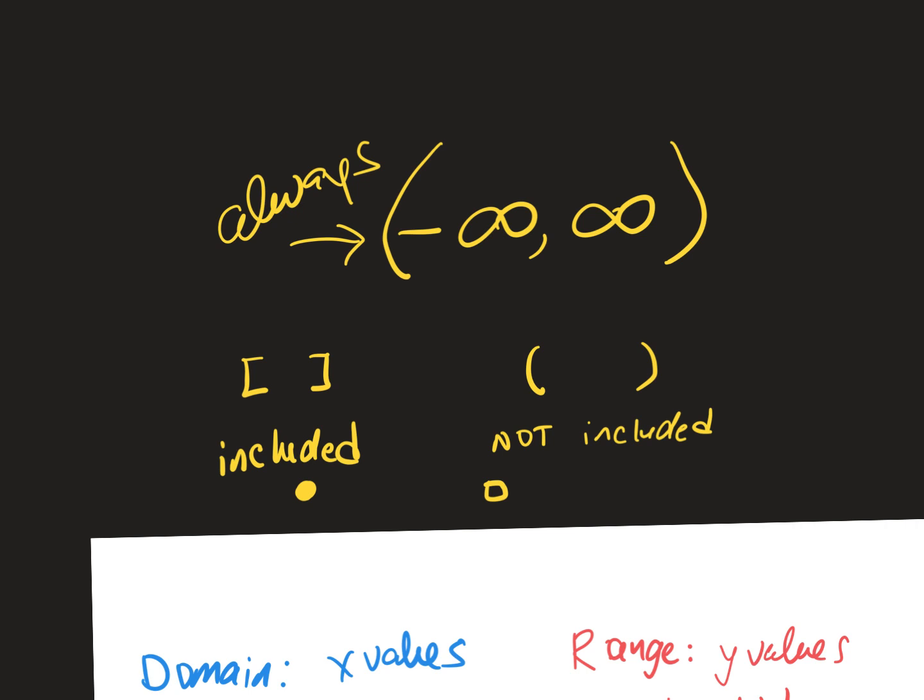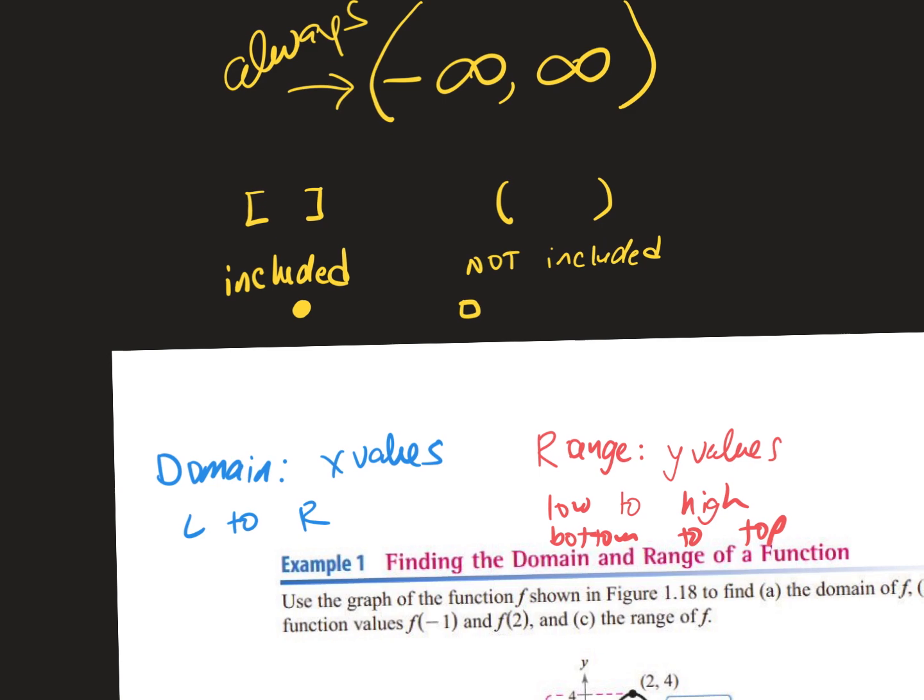So anytime you guys have infinity or negative infinity in your domain, range, your interval of increase, decrease, or constant, it's always a parenthesis. On your quiz, guys, it's going to be really important that your notation is correct. On WebAssign, it's really important that your notation is correct. If you have an open dot, you need a parenthesis on that number. If it's a closed dot, that means it's included. You need a bracket. So make sure you guys are paying attention to that.